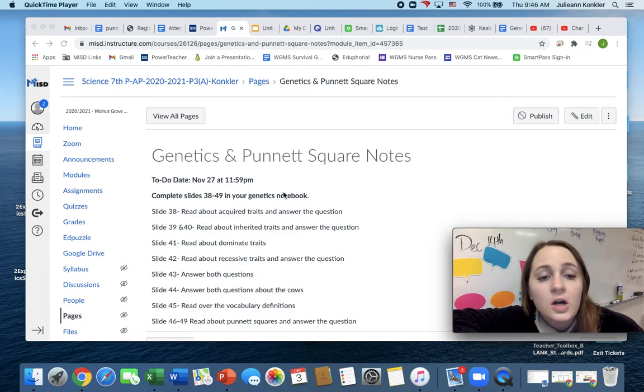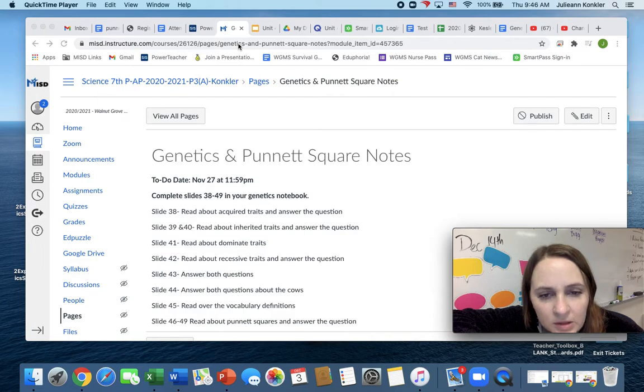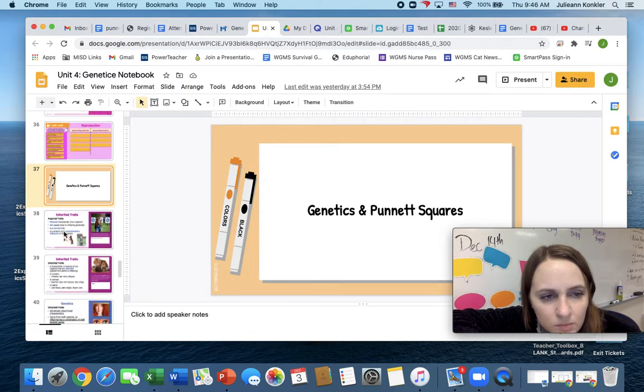So we are wrapping up our notebook today. We are going to be working on genetics and Punnett square notes. In our notebook, we're going to be doing slides 38 through 49. Slide 50 is just the end. So slide 38, we're going to read and answer the question. Let's go ahead and look at it.